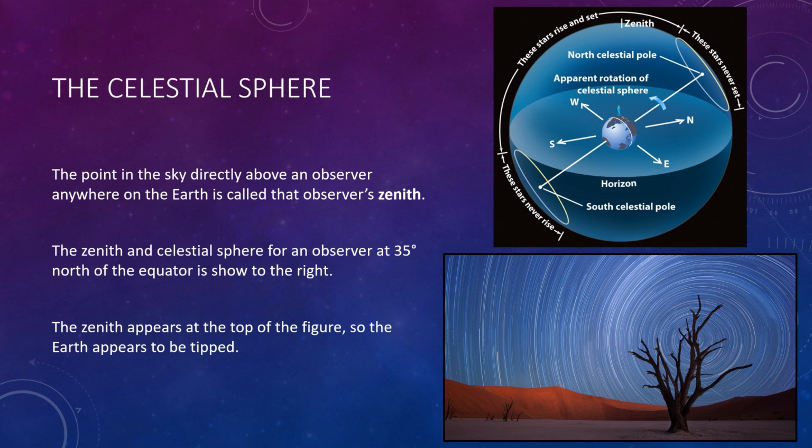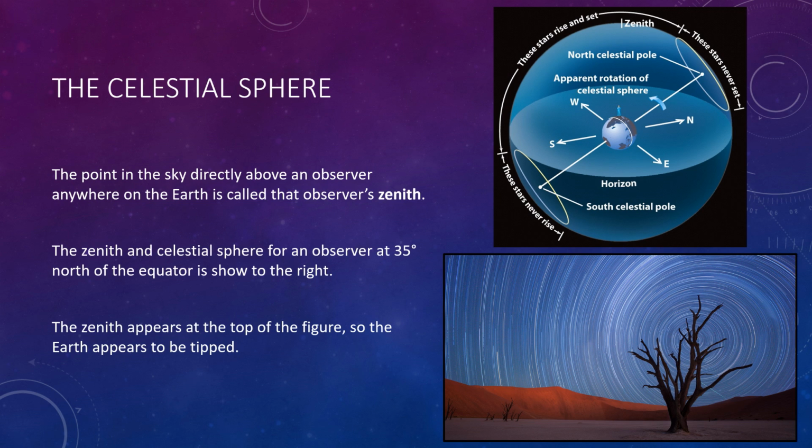The zenith and the celestial sphere for an observer at, for example, 35 degrees north of the equator is shown to the right. So this is actually almost about where we are. We're almost 35 degrees above the equator here in Durant, Oklahoma. So this is just a graphical representation of that. The zenith appears at the top of the figure here, directly above our observer. The Earth appears to be tipped in this figure.